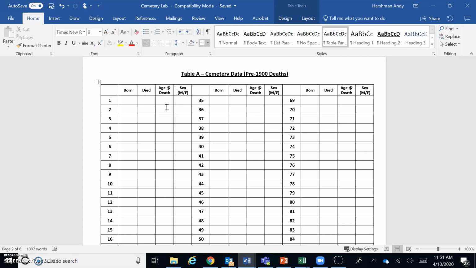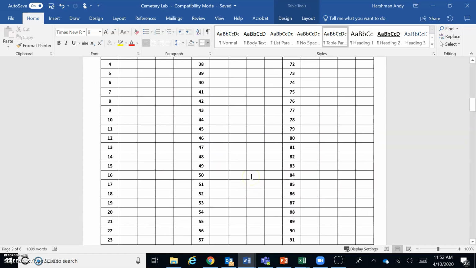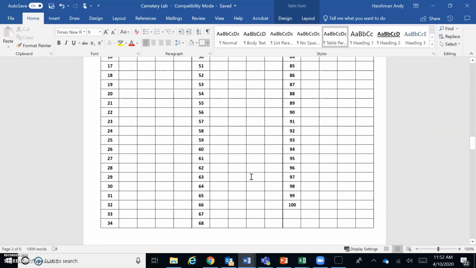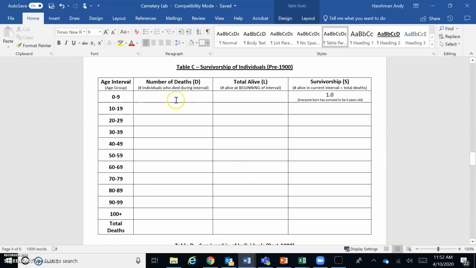So let's say they were born, this is pre-1900, so let's say they were born in 1789, died in 1856, something like that. You would subtract, get the age, put the age here, put their gender here, and just do that for all 100. Once you're done with that, you're going to calculate into each of these columns here. That's what I would do first, is put the number of people who died in that age group.